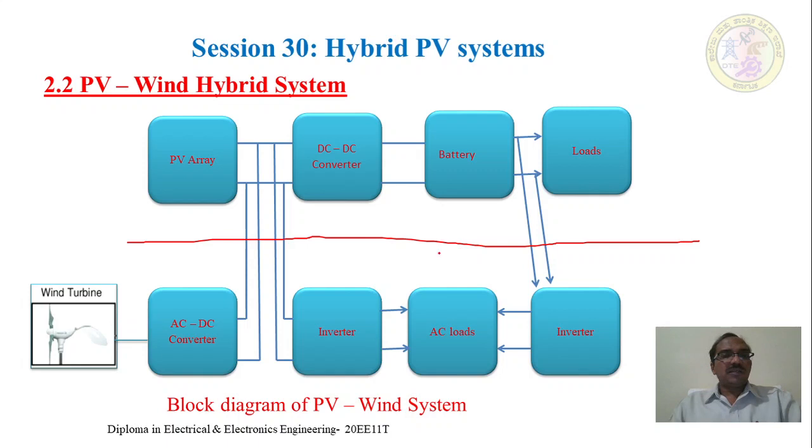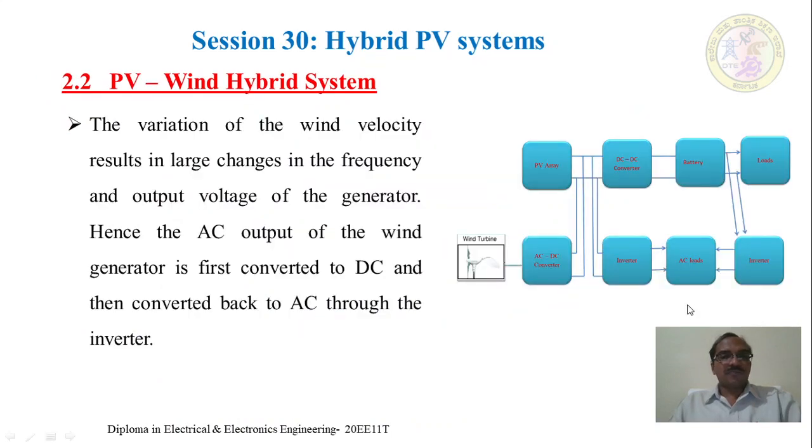So these are the different blocks or the process in which the PV and wind hybrid system works, what we have shown over here. Let us see how it works. What is most important? The variation of the wind velocity results in large frequency changes. The frequency of the output changes, so in such a case we cannot use the AC output directly. I cannot use the AC. So what will I do here?